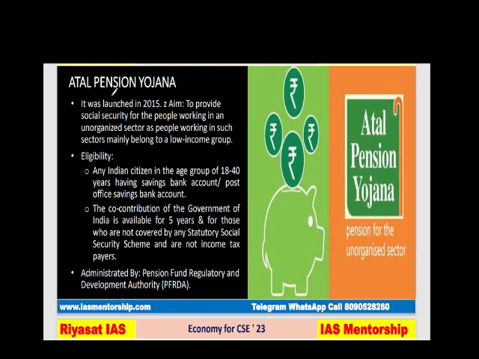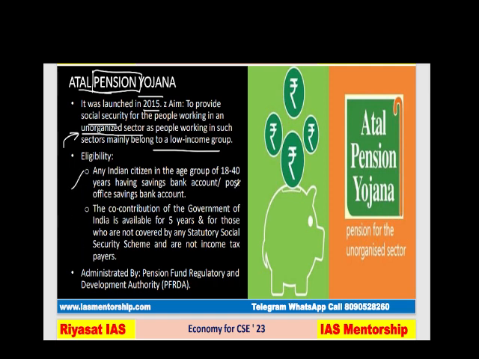नेक्स्ट इज योर अटल पेंशन योजना. अगेन वेरी इंपॉर्टेंट, 2015 में लॉन्च हुआ था. It will provide pension social security for the people working in the unorganized sector, as people working in such groups mainly belong to low income group. Remember unorganized के लिए अटल पेंशन.